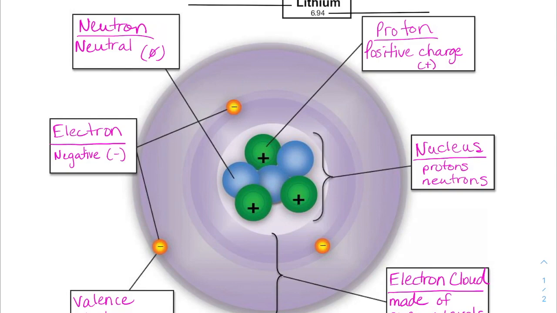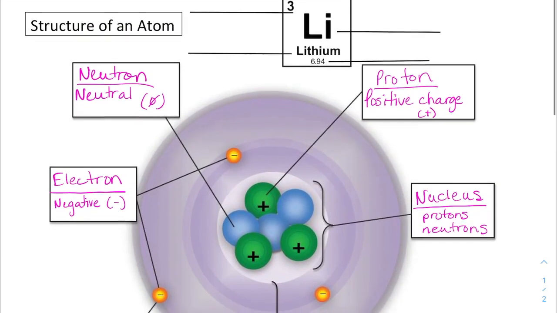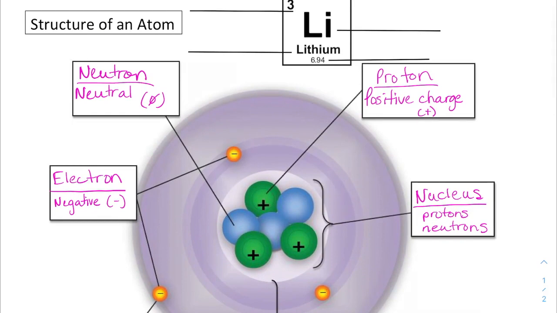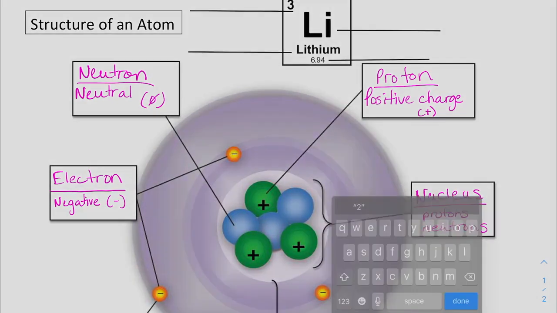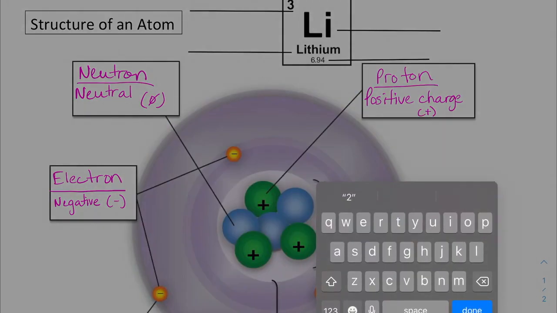For each atom, you have an element box on the periodic table. At the top here, you can see that we do have one element box, and we're going to label the parts. Let's go ahead and label the whole thing on that top there first. I'm going to write up here, this is a periodic table element box.